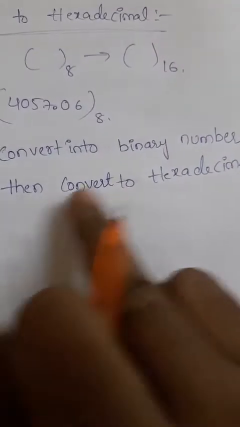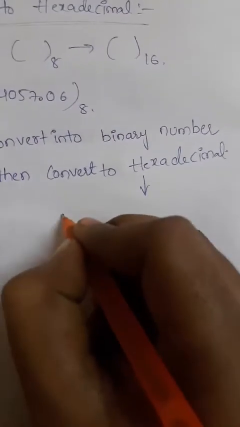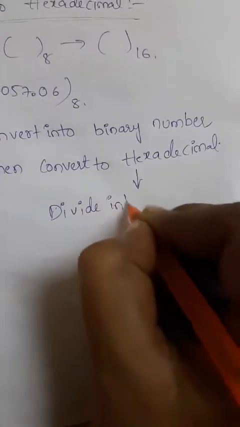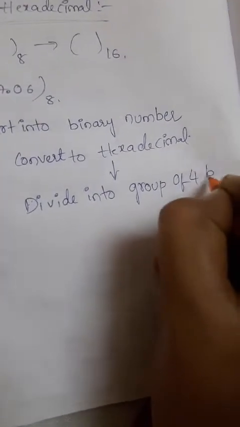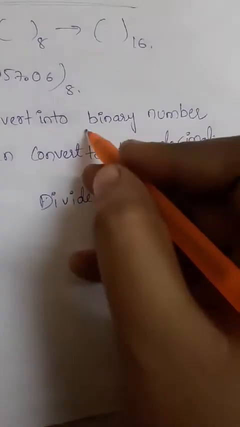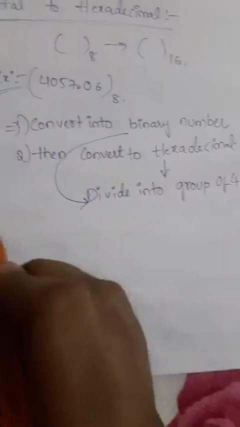Then the result we get here will be converted into hexadecimal. The procedure to convert to hexadecimal is that we divide it into groups of 4 bits. So whatever binary number we get, that binary number will be divided into groups of 4 bits. We already have the result from the octal to binary conversion. So what is the result? I can solve this again here.